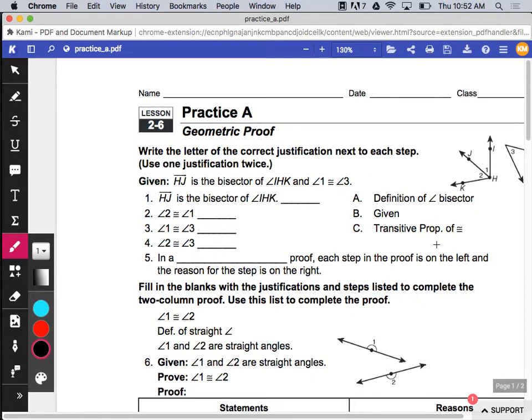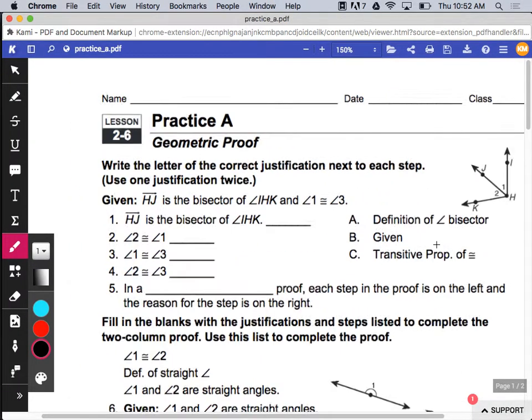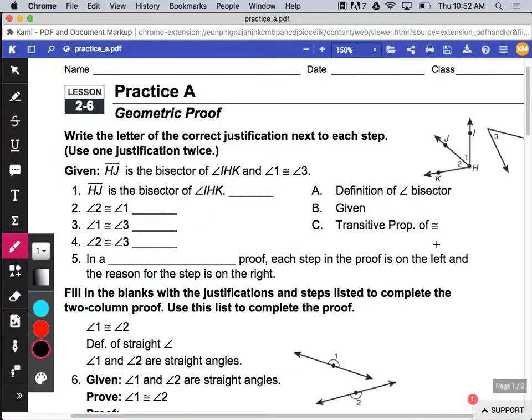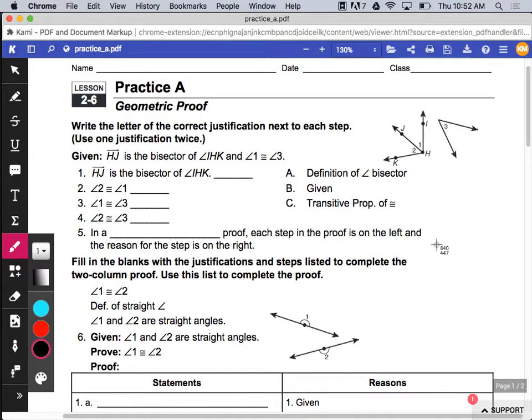By the way, class, these kinds of things are exactly like what your test is. If you're able to do this, you're going to be able to do well on the test, which is on Monday. Tuesday, sorry.